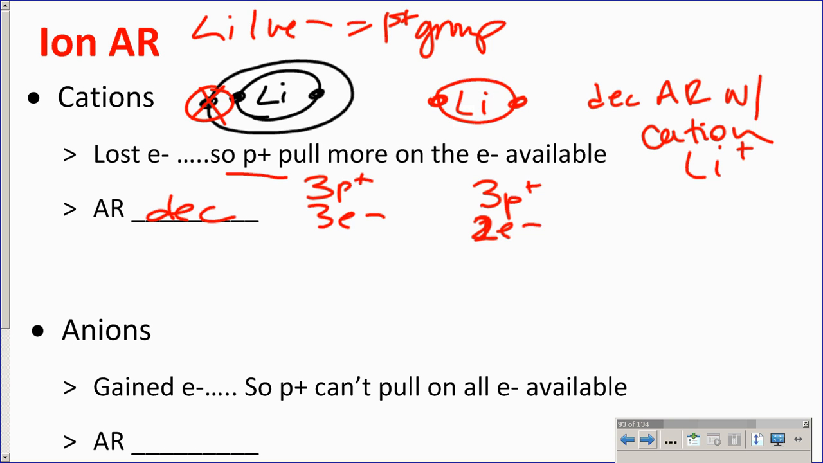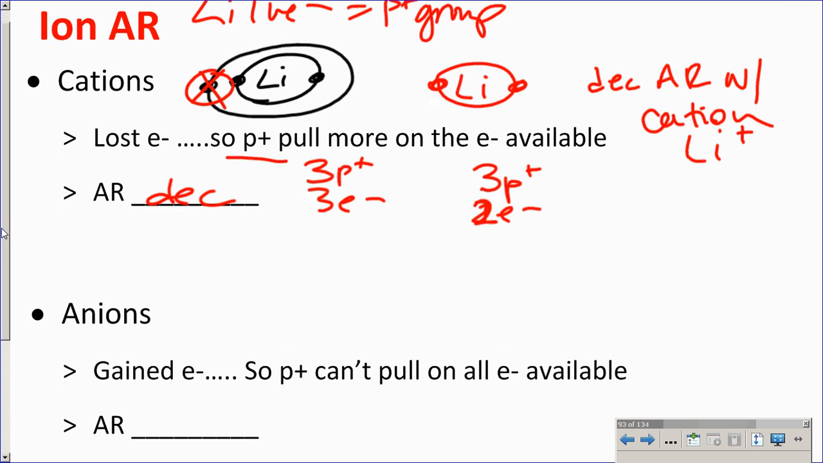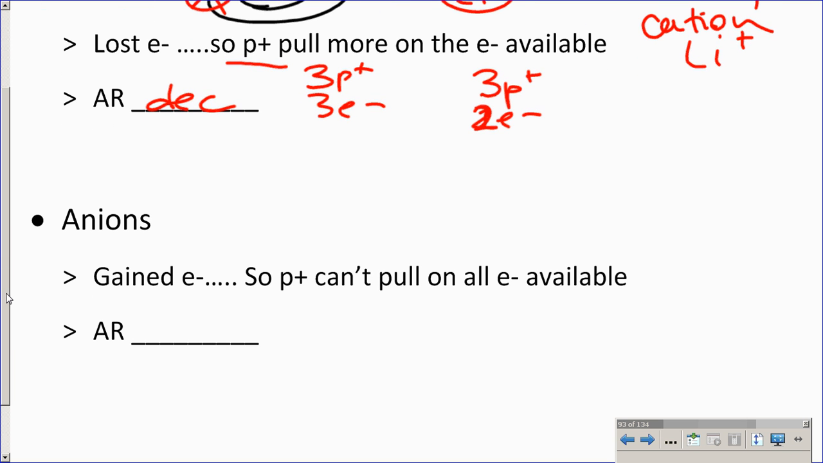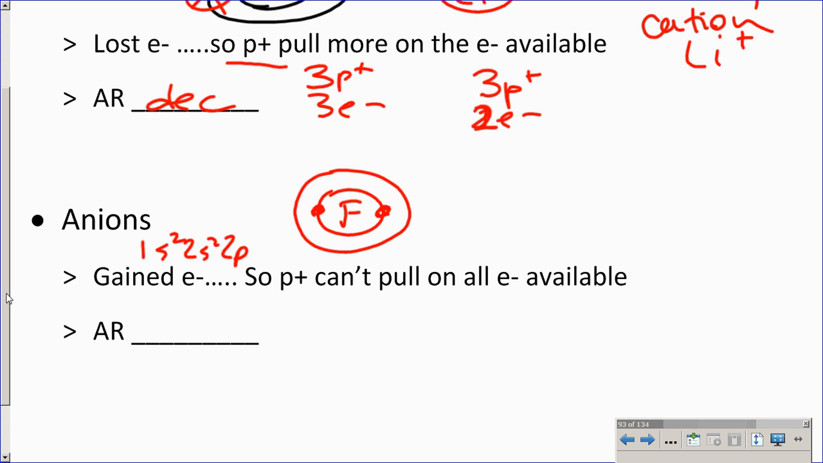Decreased, yeah. So what do you think is going to happen with anions? Right, increase. And that's because of something else, and I want to draw this one for you too. So anions, let's go with fluorine. Fluorine has 1s2, so it's 1s2, 2s2, 2p5.